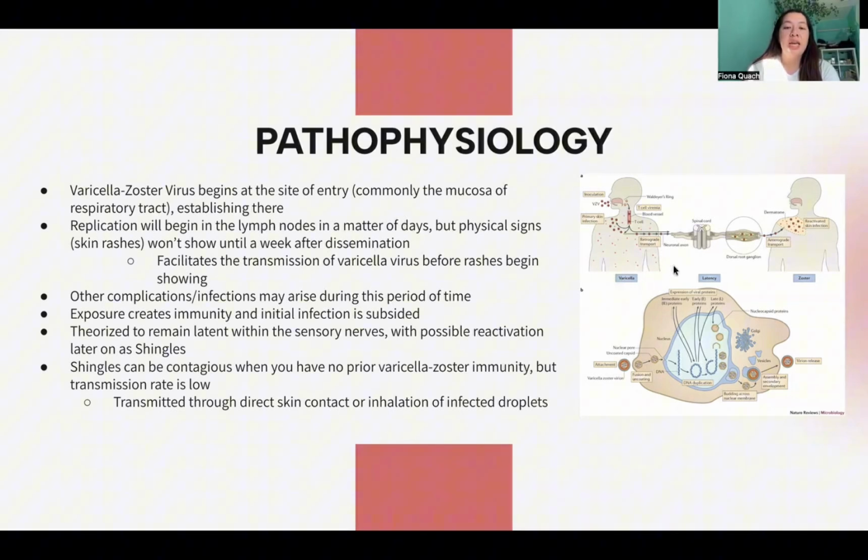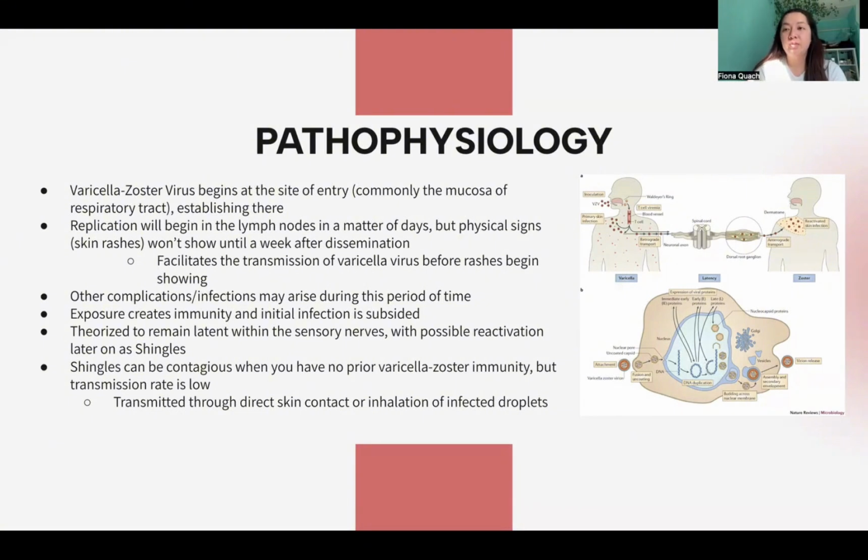This can happen in the matter of days to about a week, but until about that week mark, you won't be able to see any physical signs. So any rashes or dots or redness, anything like that, you typically won't be able to see it. It'll typically be until about a week later after this dissemination of the virus, you'll be able to see the rashes. And during this week or however long it takes for the rashes to show up before that, that is when the facilitation of our virus and the transmission is happening during this time as well.